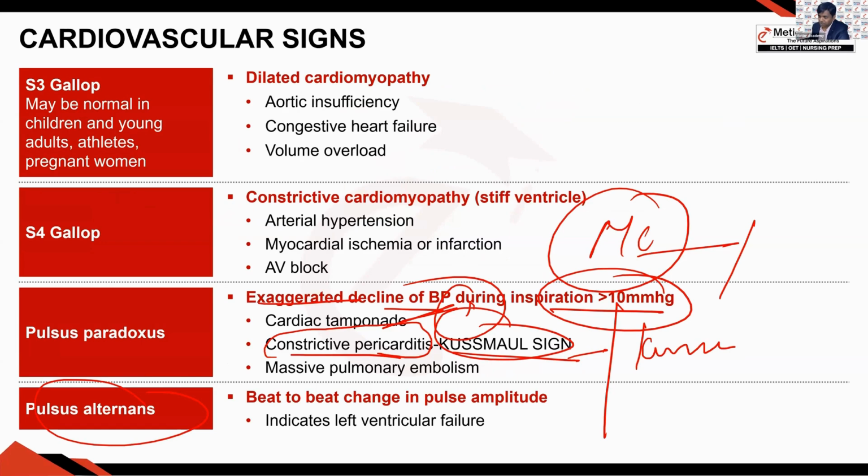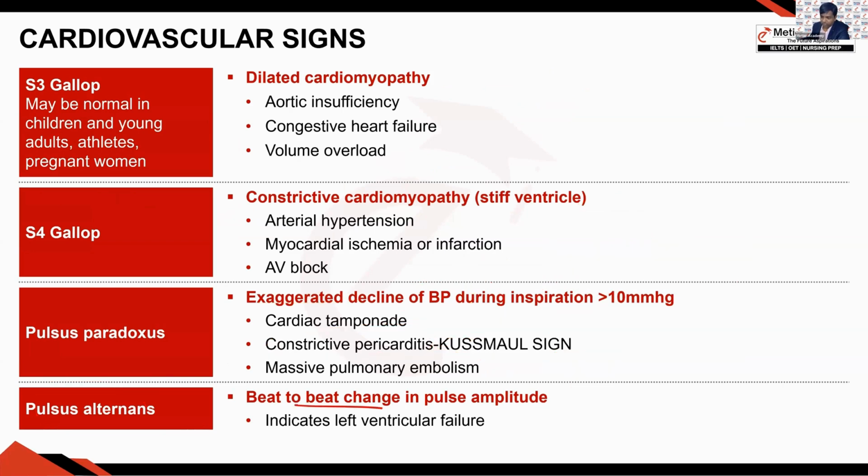Pulsus alternans. There will be a high pulse when you palpate. Pulse will be high and then low, high and low. Beat to beat changes in the pulse amplitude indicate left ventricle failure. Okay, so based on the indications you have to study.